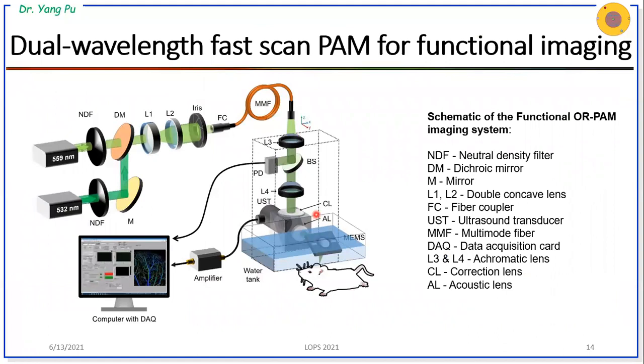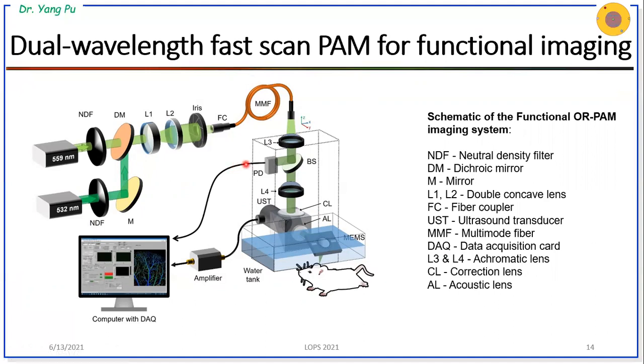Here is a schematic of our fast dual-wavelength photoacoustic microscope for functional SO2 imaging. Two lasers at different wavelengths of 532 and 560 nanometers are combined by a dichroic mirror into one beam. The laser is then delivered through an optical fiber into the imaging system. The advantage of using two lasers instead of one laser with two wavelengths is that the toggle speed between wavelength switches is much faster. Using this method, the wavelength switch can be done at each A-line scan.